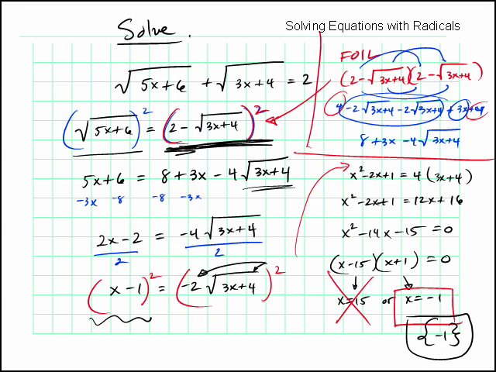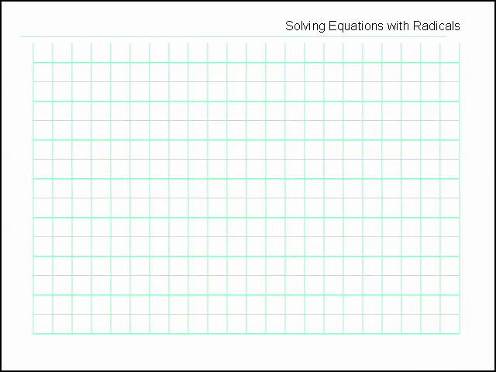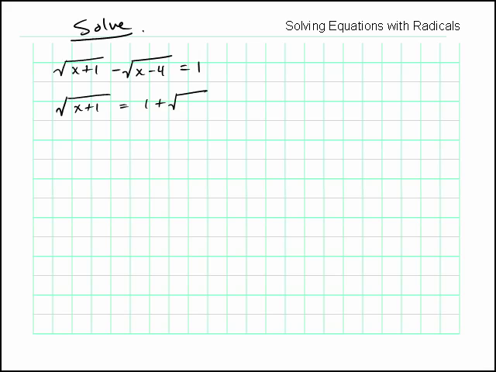Let's try one more like this. Move way over to the left here. Square root of x plus 1 minus square root of x minus 4 equals 1. Okay, remember the first step on these. If you have two radicals, move one of them to the other side. Square root of x plus 1 equals 1 plus square root of x minus 4.